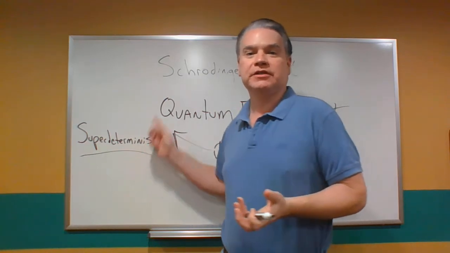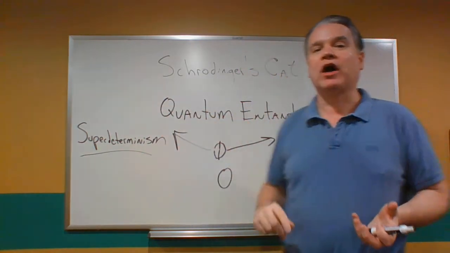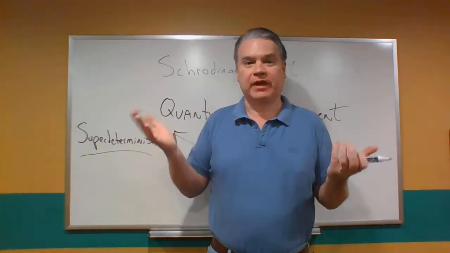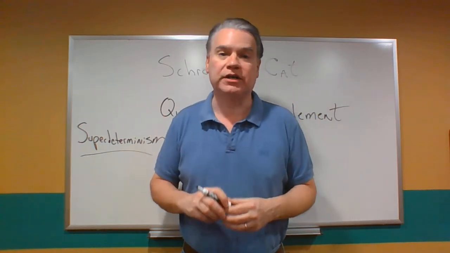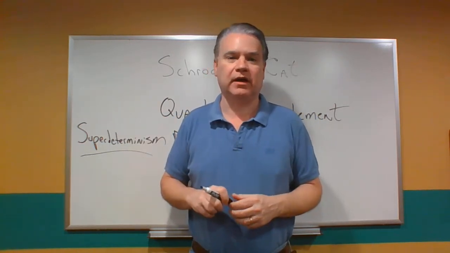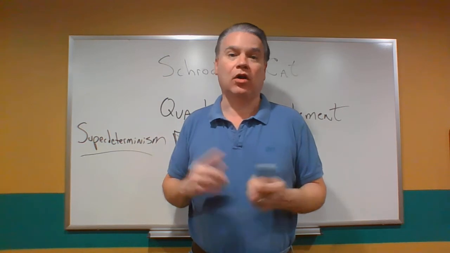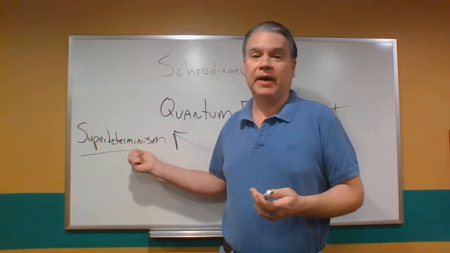So that's your solution to Schrodinger's cat. It's superdeterminism, as evidenced by quantum entanglement. The truth is there are no uncaused physical phenomena. They're all ultimately superdetermined by the Big Bang.